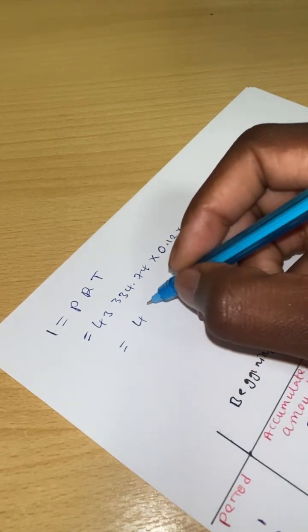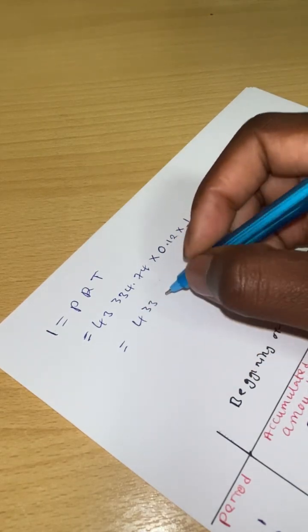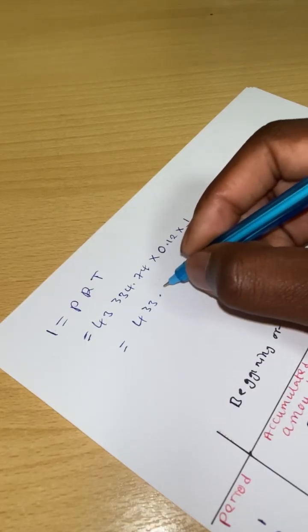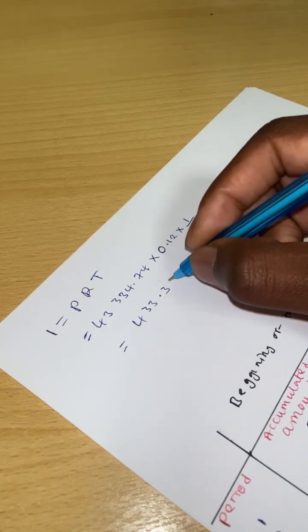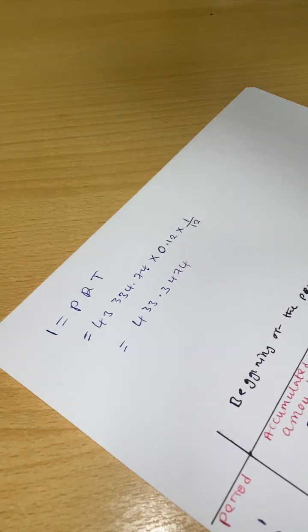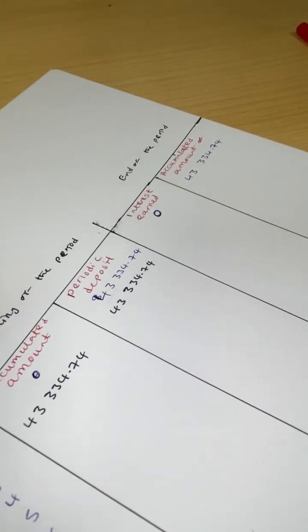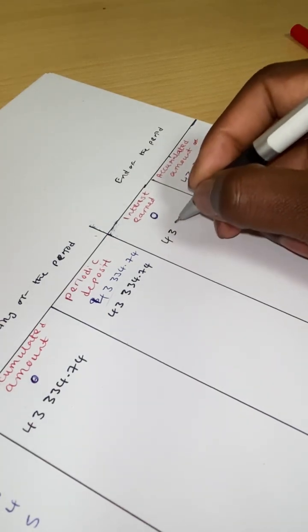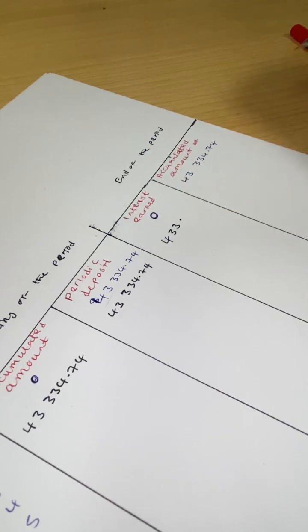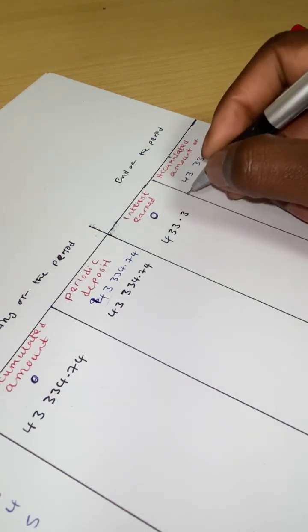When we multiply this, it's giving us 433.3474 as our interest in the second month. Okay, so with that being said, we can get that one. Then we put it here. Interest end is 433.34.